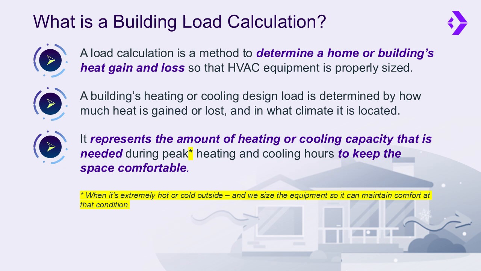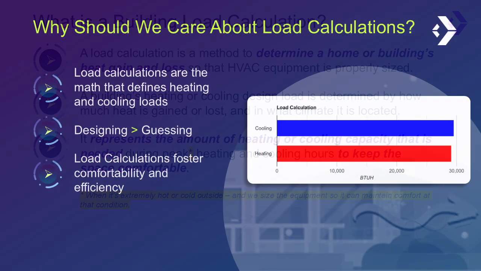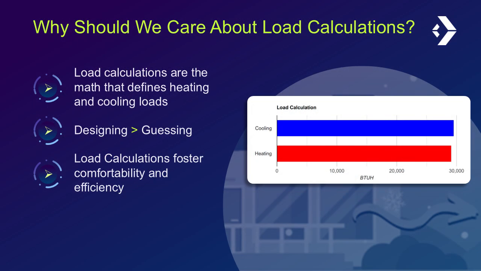Let's start simple. In essence, a load calculation is basically the math that tells us how much heating and cooling a home actually needs. Not what we think it needs, what it really needs. It's the difference between guessing and designing. When we get a load calculation right, the system is comfortable and efficient. When we don't get the calculation right, or we don't complete a calculation altogether, we get callbacks, humidity problems, and homeowners wondering why their new system doesn't feel right.